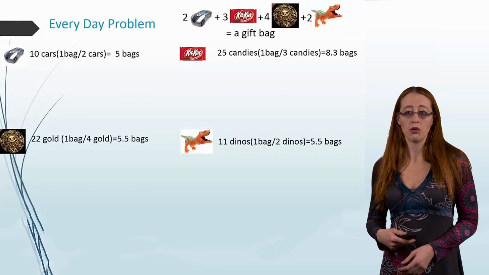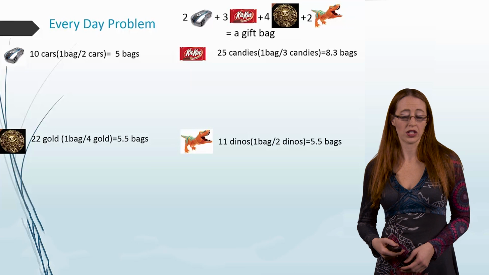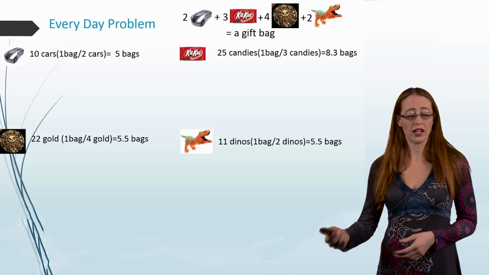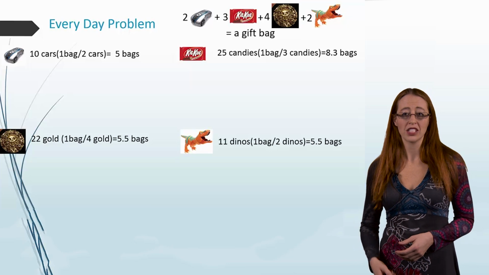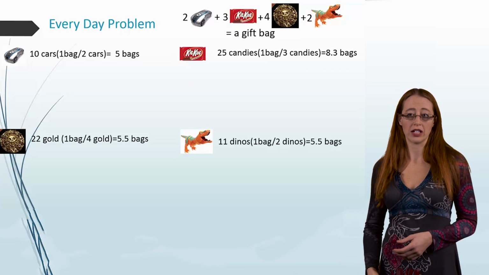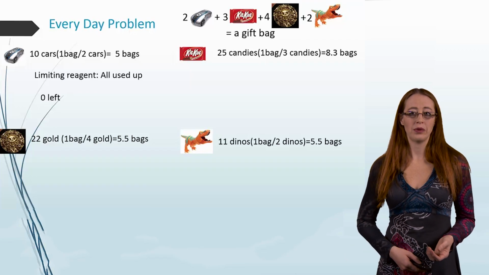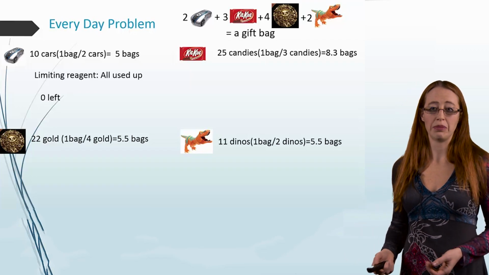Now, let's talk about what that means as far as excess reagents go. So we know that cars are going to limit us. We know that if we try to make these bags, we can only get 5 bags from the cars. That means we're out of cars, which means that's our limiting reagent. That's going to be all used up.